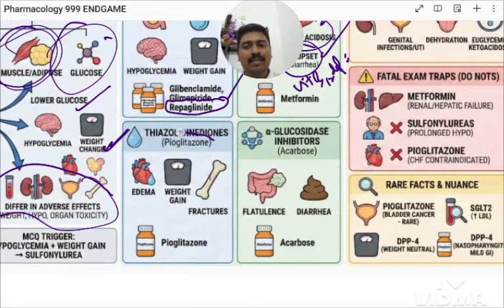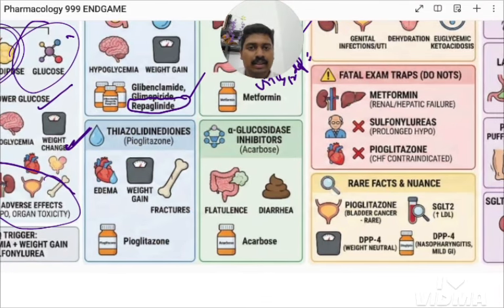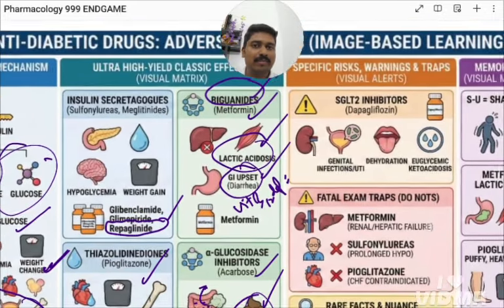Next, the third class of drugs is the thiazolidinediones. An example of this is pioglitazone. There are side effects: it can cause edema, it can cause weight gain because of the edema, and it can cause fractures also. So pioglitazone is the third class of oral hypoglycemic agents. And fourth is the alpha glucosidase inhibitors. Basically, these don't allow absorption of glucose from the intestine. As a result, glucose stays in the intestine and is fermented by the bacteria there, which leads to flatulence, diarrhea and so on. An example is acarbose.